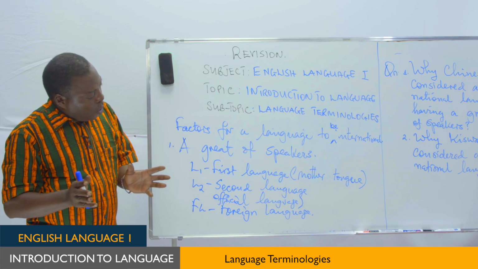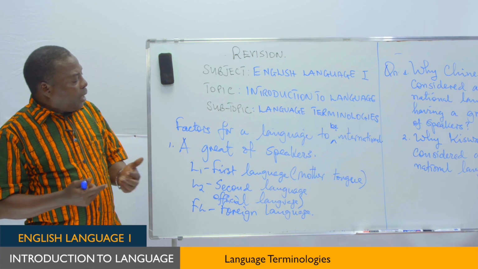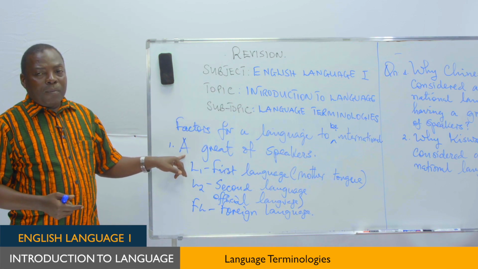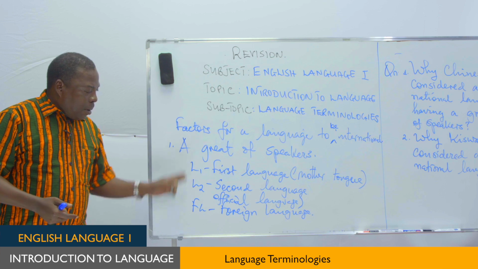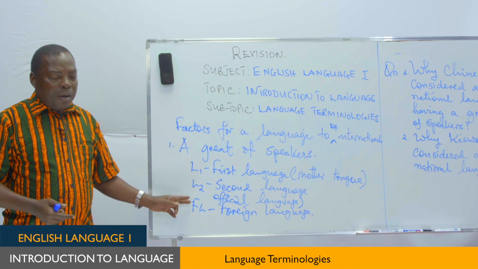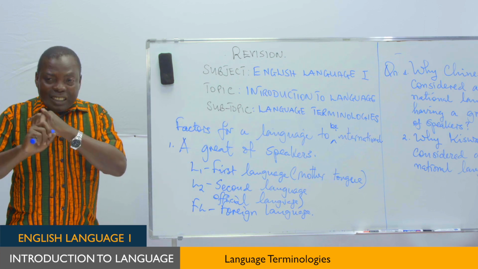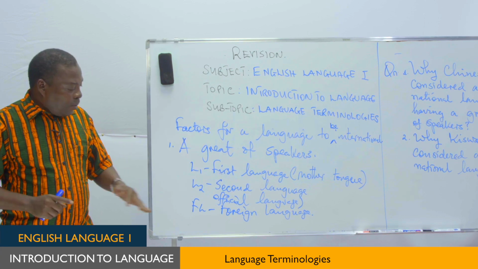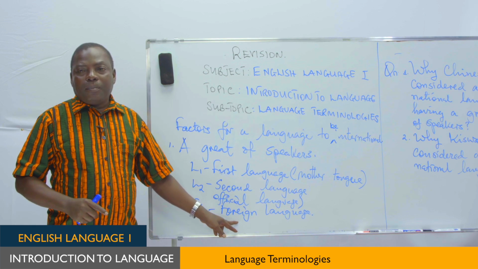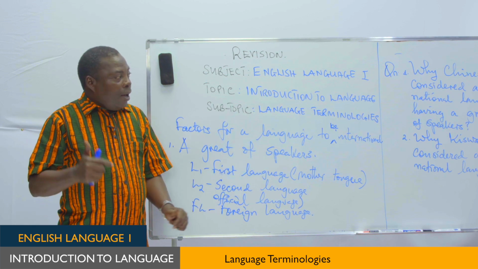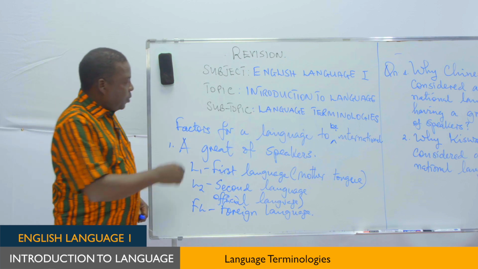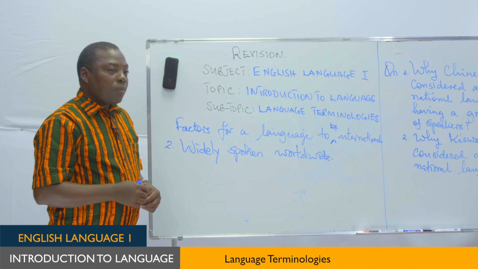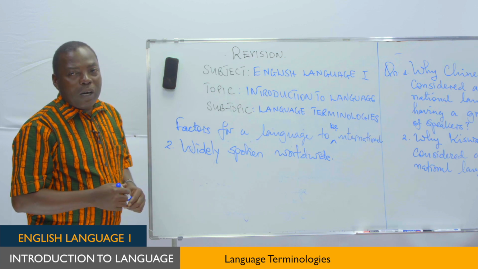So the group which makes a language become international, to fulfill factor number one, it has to have people of this category: people speaking the language as a first language, as a second language, and as a foreign language. That's number one. Widely spoken worldwide.